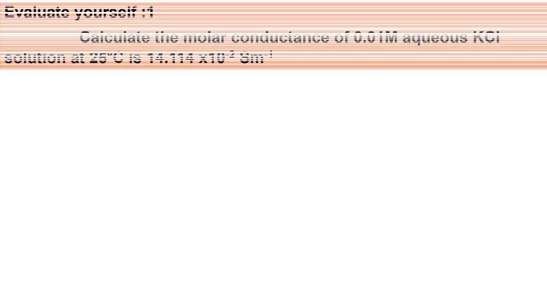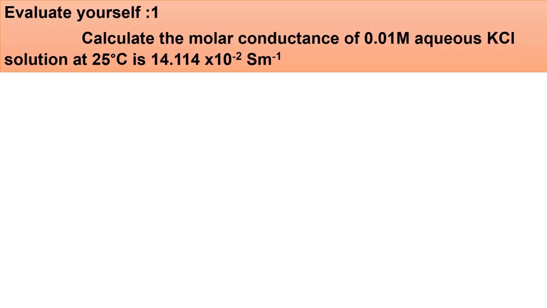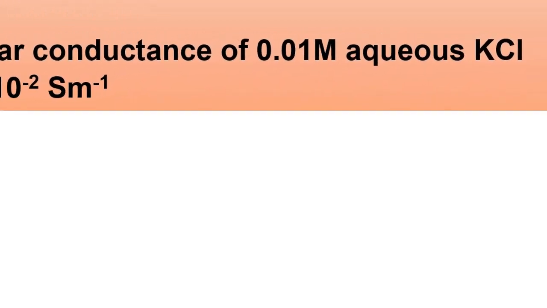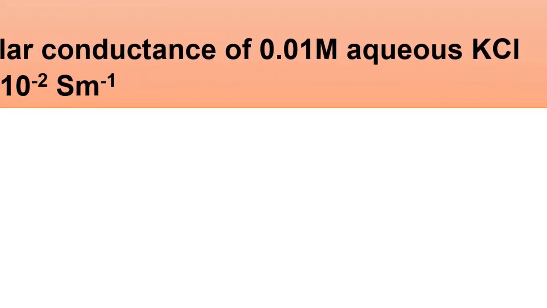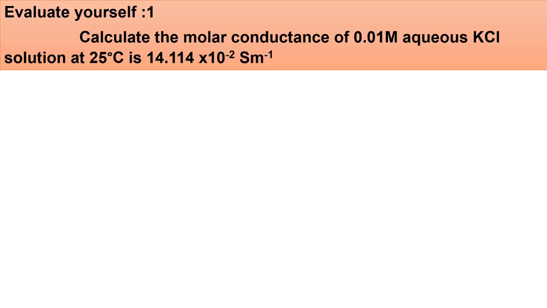In this presentation we are going to discuss the electrochemistry evaluate yourself questions. First one: calculate the molar conductance of 0.01 M aqueous KCl solution at 25 degrees Celsius, given 14.114 into 10 power minus 2 Siemens meter inverse. So in this evaluate question, calculate the molar conductance of the aqueous solution of KCl is the question.